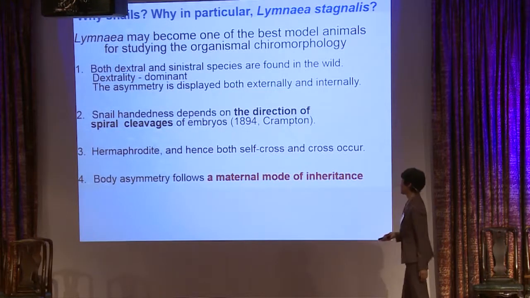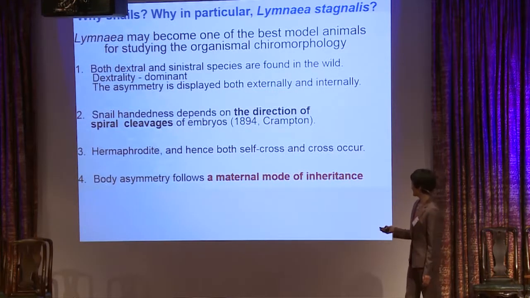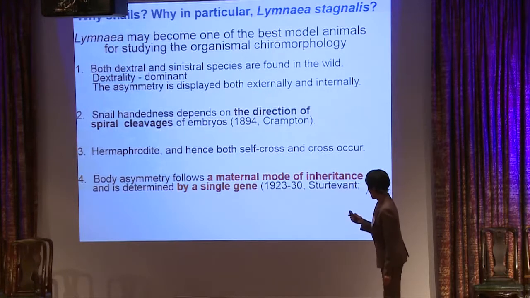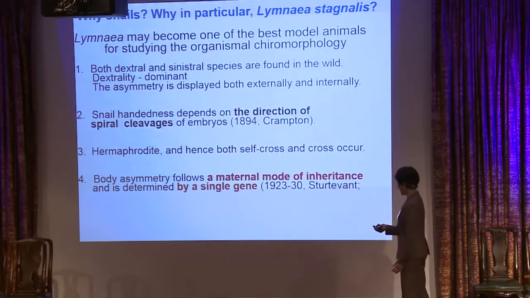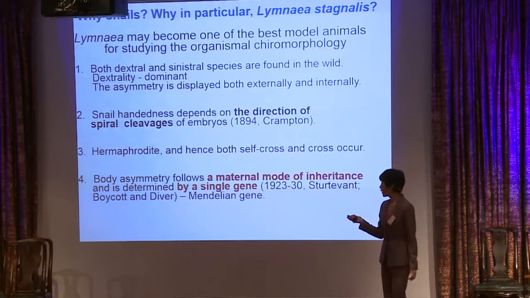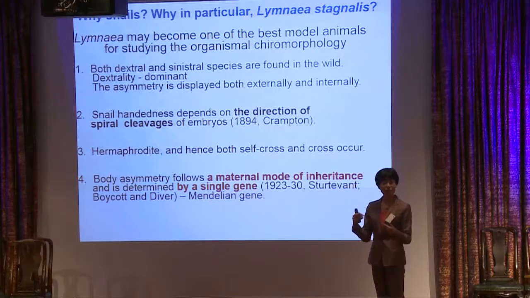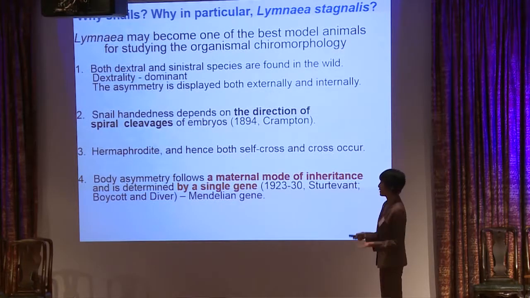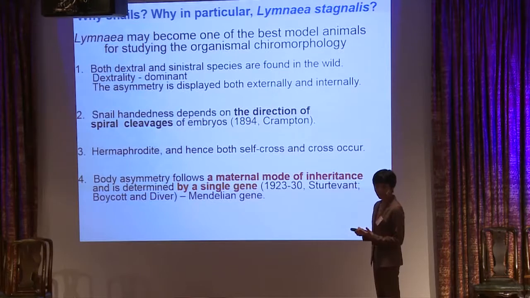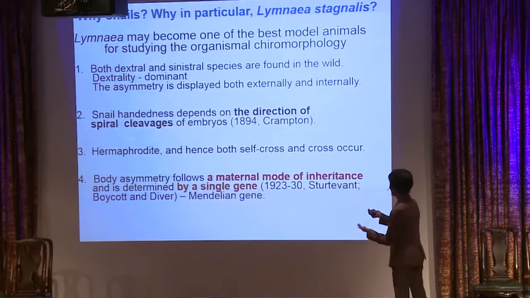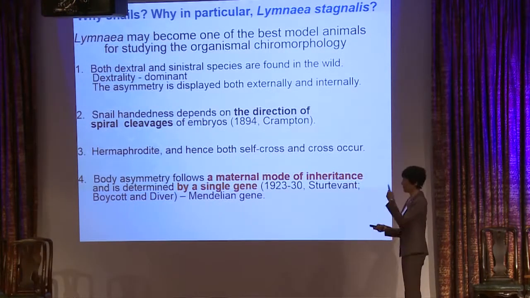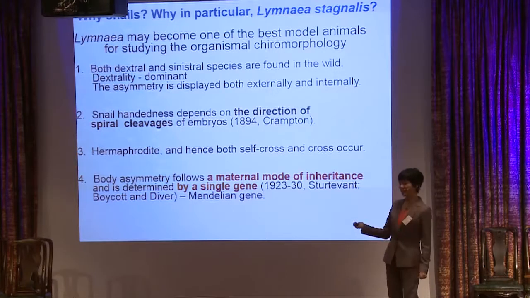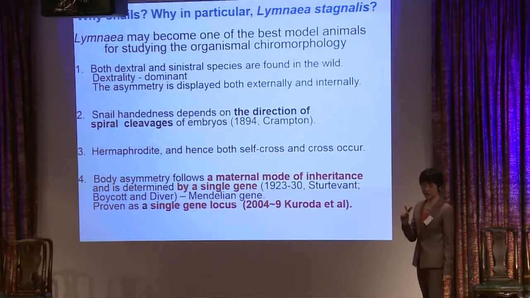And body asymmetry follows a maternal mode of inheritance. That was mentioned in 1923 to 1930 by Boycott and Diver. This is well before Watson, Crick, Wilkins, Franklin, or Chargaff, all the people who worked on DNA, which is 1953. So this is a Mendelian gene. They said in the 1920s and 30s that it is determined by a single gene. We worked on it, and we know it is a single gene locus, which we showed in 2004 and 2009.